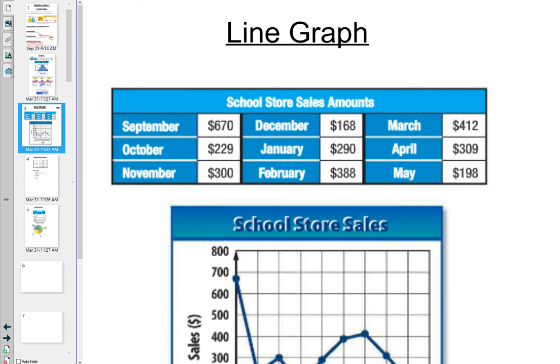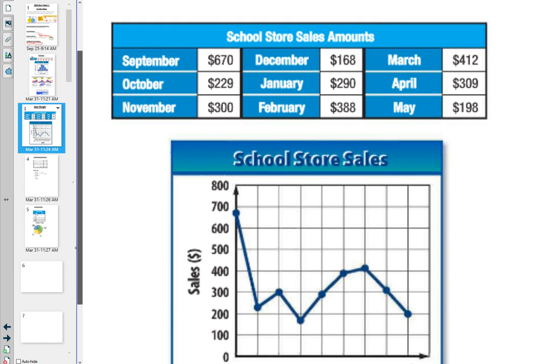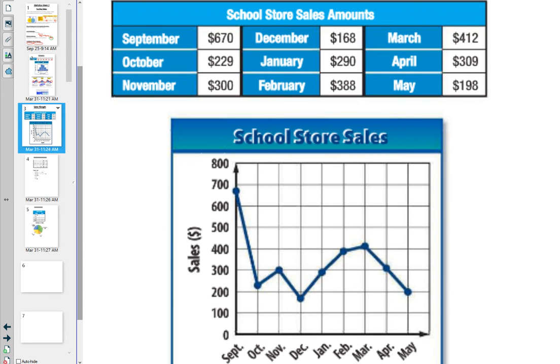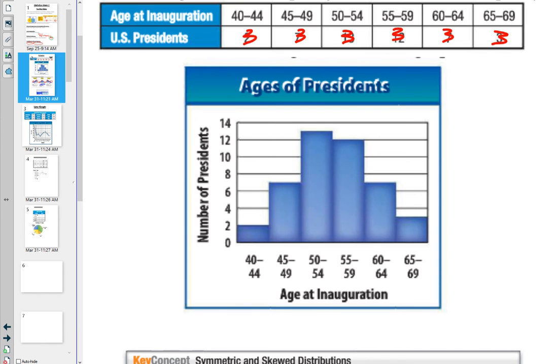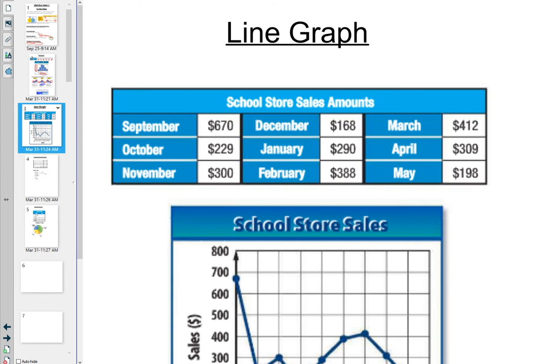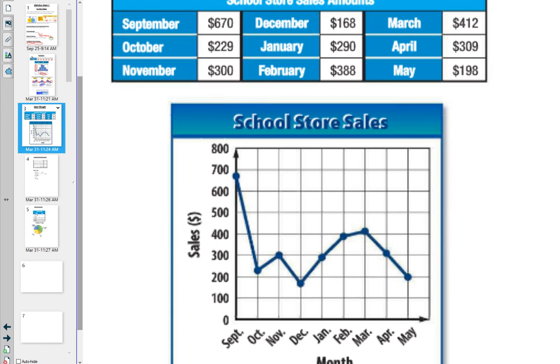Okay, a line graph. A line graph is somewhat similar to a histogram, where there's 2 axes, just like a histogram had 2 axes. Going up was number of presidents. Going horizontal was age at inauguration. On a line graph, we're also going to have 2. This one is months, and then dollars in sales. But now, instead of shading a bar to go high, wherever the intersection is, you put a dot.